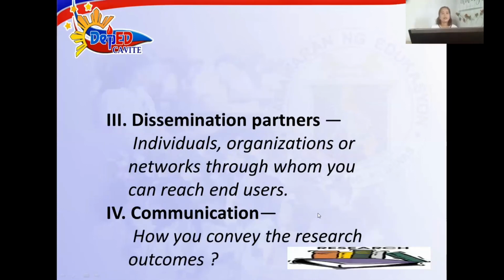For the third step, dissemination partners. It can be individuals, organizations, your local government unit, your retired teacher organization. It can be your tricycle driver, or networks, which are very in demand, through whom you can reach the end user. So you can use all of these as long as you can reach the end user.